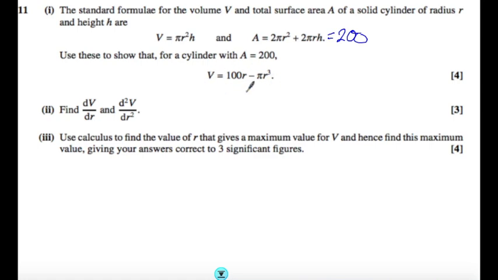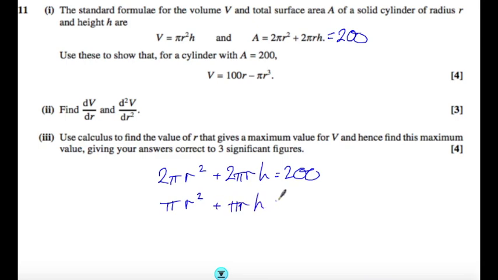So there, they've got a formula for V, but there's no A's in it, there's no h's in it, there's just r's. Okay, so I think what we need to do is try and make h the subject of this and sub it into here. So let's have a look at that. So 2 pi r squared plus 2 pi r h equals 200. So let's divide by 2 to start. So we've got pi r squared plus pi r h equals 100.